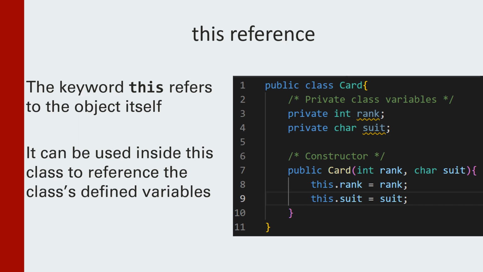So in the code that I have, the private class variables that I shouldn't actually see are called private int rank and private char suit. And then inside the constructor, I also have rank and suit. And so basically, I want to make sure that those private class variables are set to the ones that are also defined in the constructor.